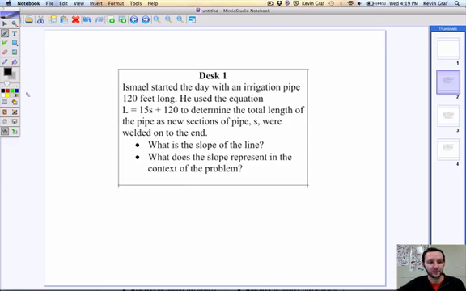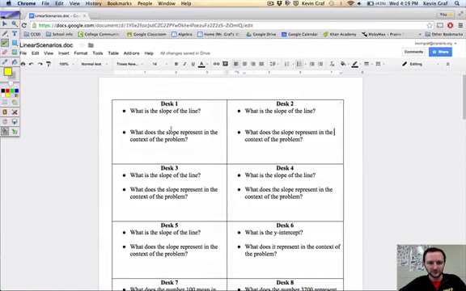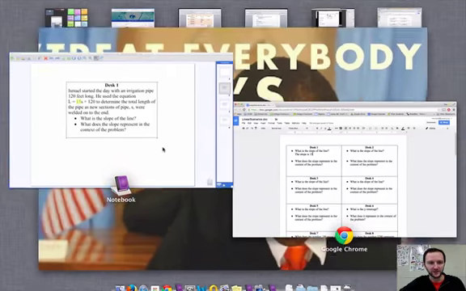The question says, what's the slope of the line? So I'm thinking to myself, I know that before the test, I always knew where to find the slope, and that was in front of x. Well, there's not an x here, but you can kind of tell that it looks similar. So my best guess is that that's probably the slope, 15. So I go to my Google Doc, and it says, what is the slope of the line? The slope is 15. Okay? Then me and my partner go to the second question.